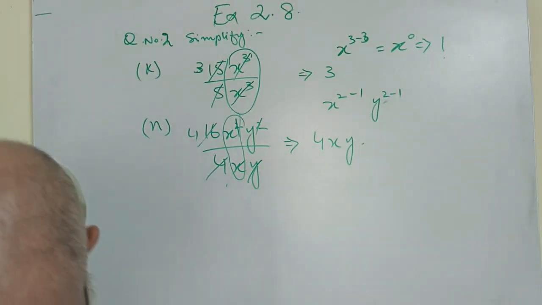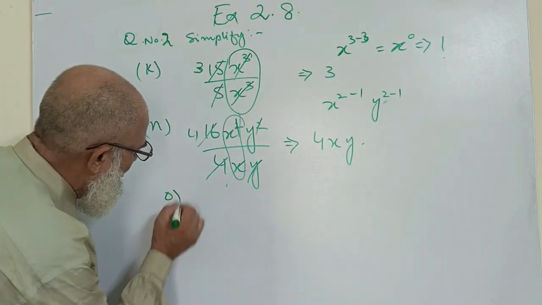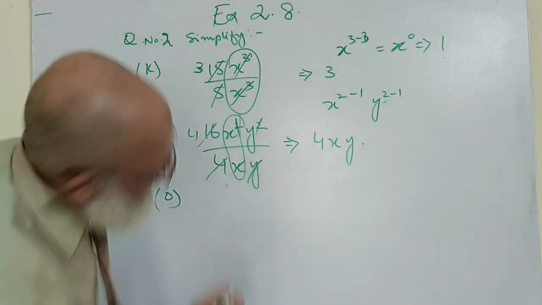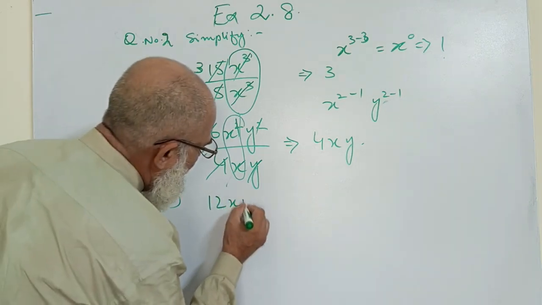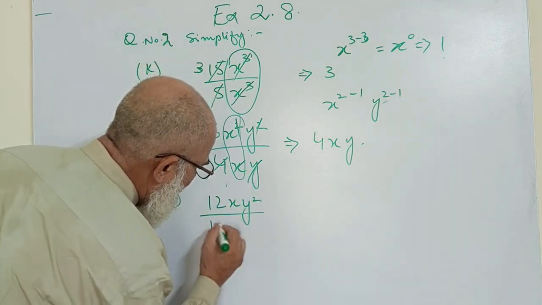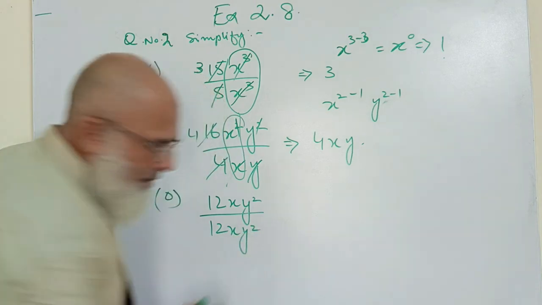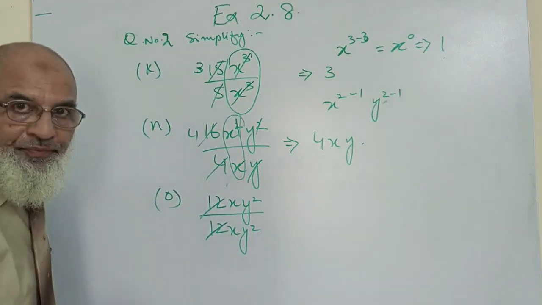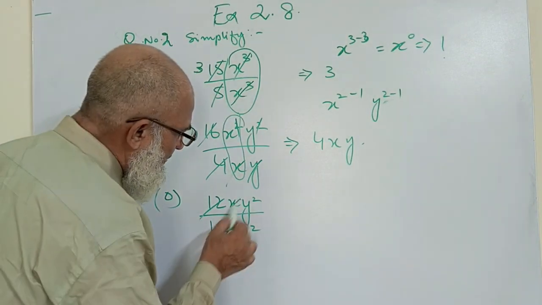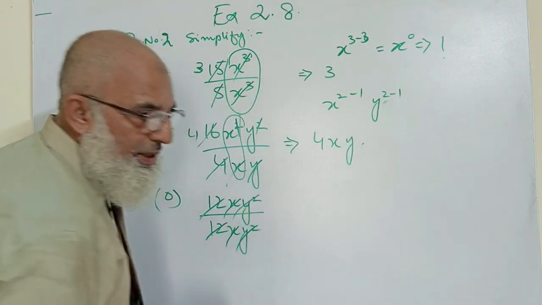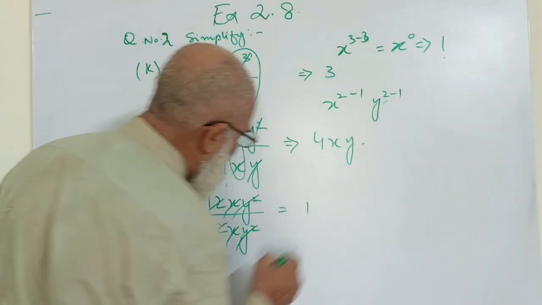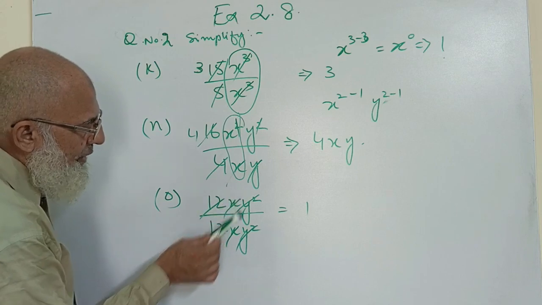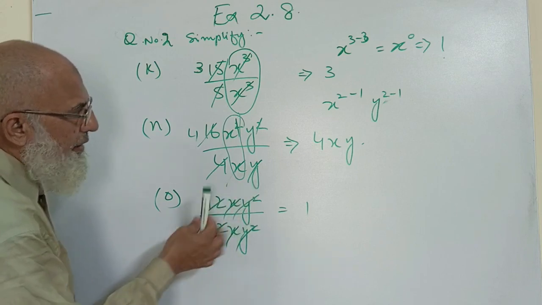And similarly, part O, the last part of question number 2, is 12x square y, 12xy square in fact, divided by 12xy square. So, cancel the coefficients first, variable second, and the second variable, it will become 1. See, notice here that here it is 1, here it is 1, here it is square, here it is square.